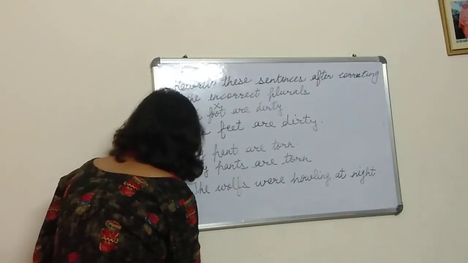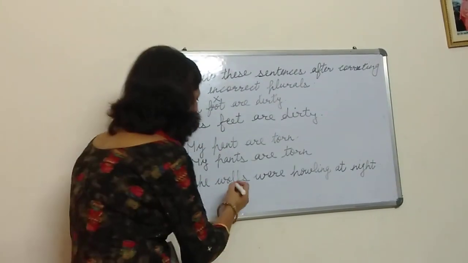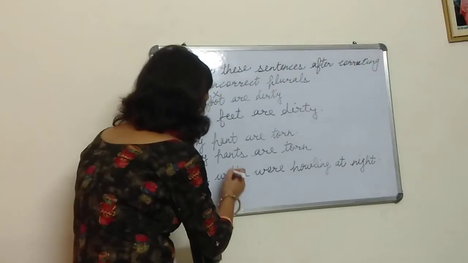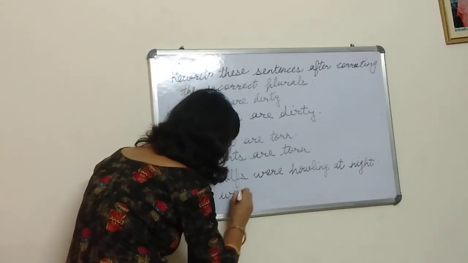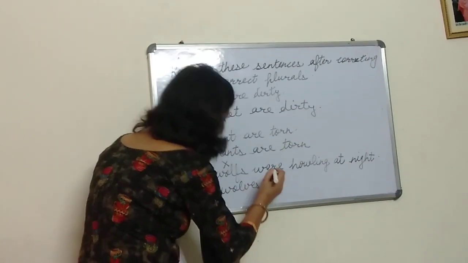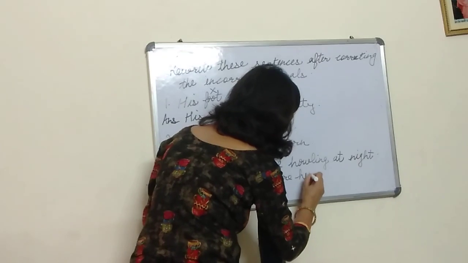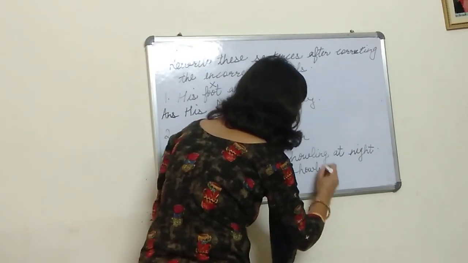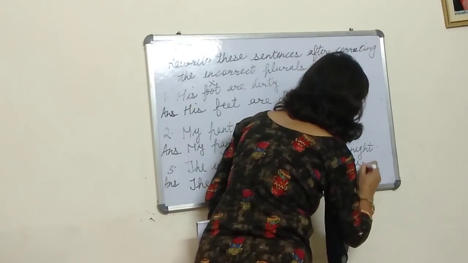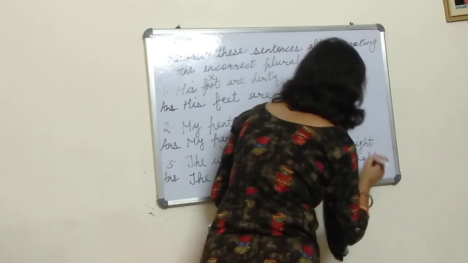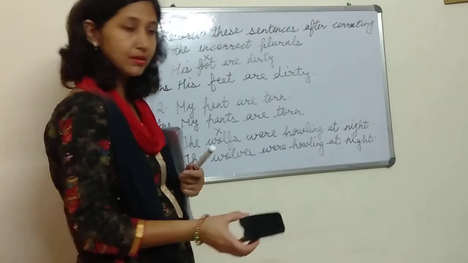Then the next one, the third one. The wolves were howling. Look at the spelling of the wolves. This is wrong. The wolves, W-O-L-V-E-S. The wolves were howling at night. Let me write a few more sentences. These three are clear, children.